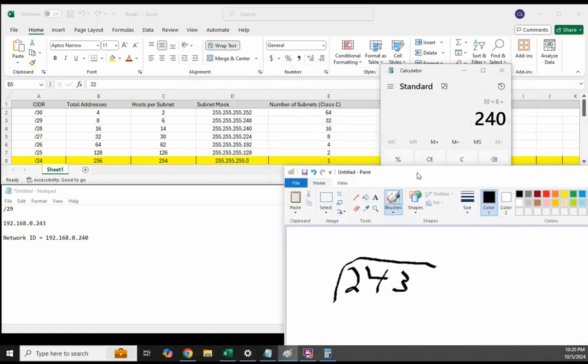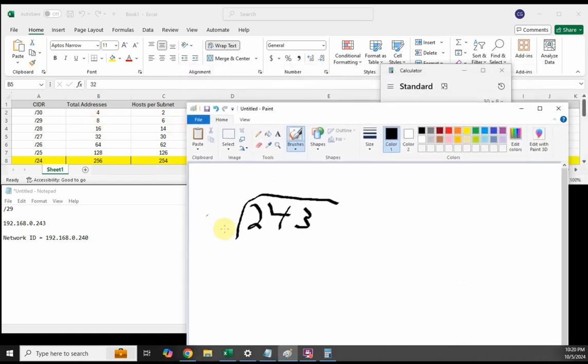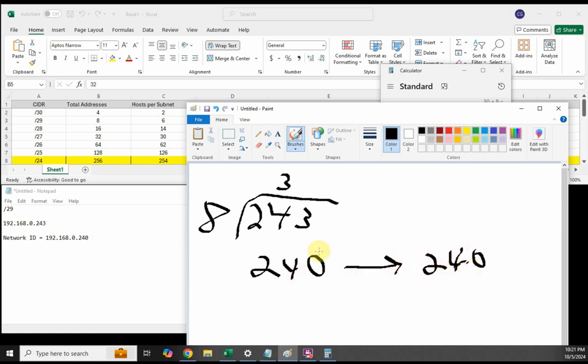Right? And since it's a /29, we're dividing by 8. So 3 times 8 is 24, which is really, remember, 240. So we keep the 240. Leaves us 3 left over. And since 8 can't go into 3, that's the third IP on the 240 network. We're done.